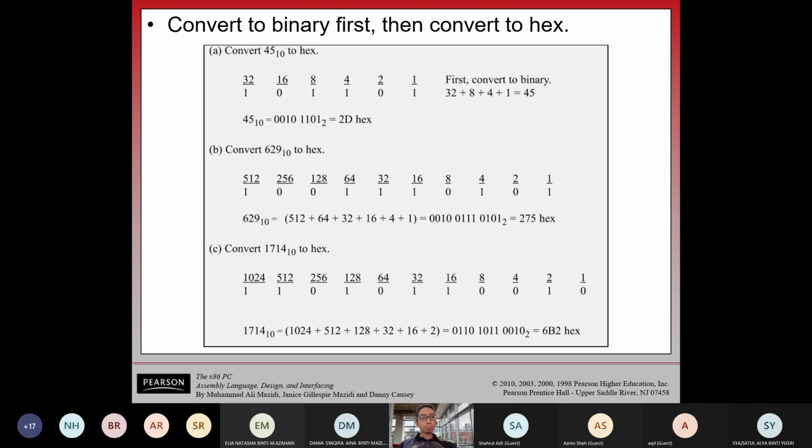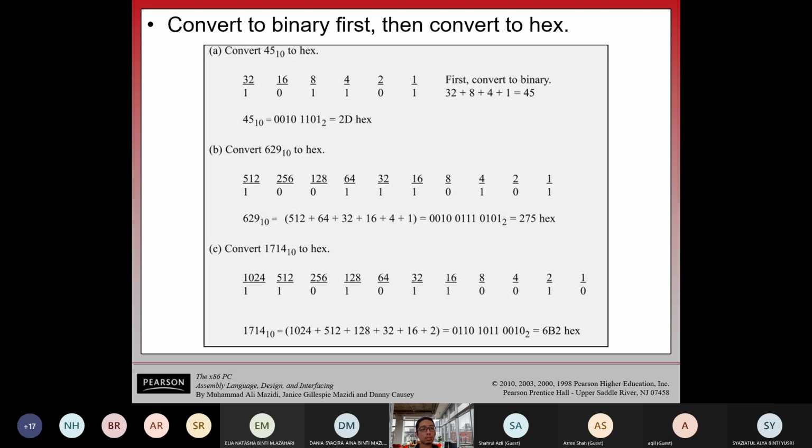Now we want to perform conversion from decimal to hex. From decimal to hex, how do we do the conversion? We'll need to look into changing decimal to binary first. So what is the binary equivalent of 45? It is 0010 1101.